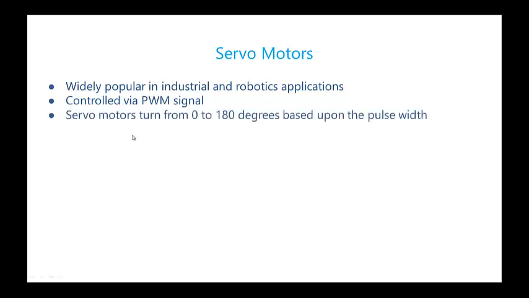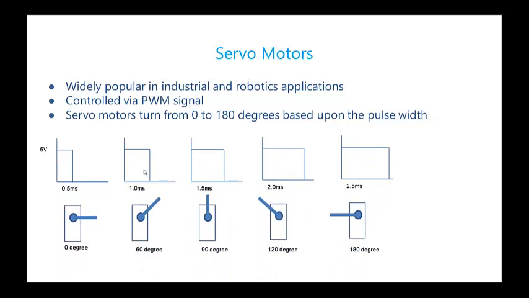That means servo motors can turn from 0 degrees to 180 degrees based upon the width of the pulse. In this example, if you provide a 0.5 millisecond pulse, the servo will turn to 0 degrees. And if you provide a 1.5 millisecond pulse, then the servo will turn to 90 degrees.